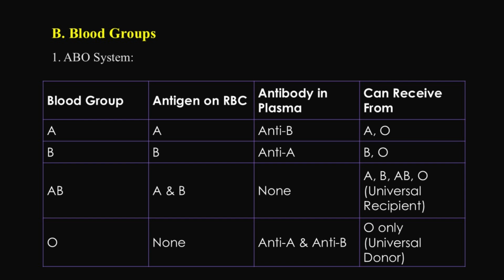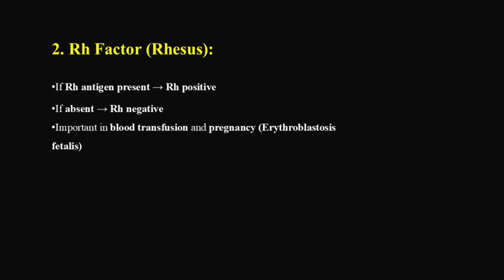Blood group O has no antigens on RBCs, but has both anti-A and anti-B antibodies in plasma, and is the universal donor. The Rh factor, or rhesus system, determines whether blood is Rh positive or Rh negative. If the Rh antigen is present, the blood is Rh positive. If the Rh antigen is absent, the blood is Rh negative. The Rh factor is highly important in blood transfusion compatibility and especially in pregnancy, where incompatibility can lead to a condition called erythroblastosis fetalis.